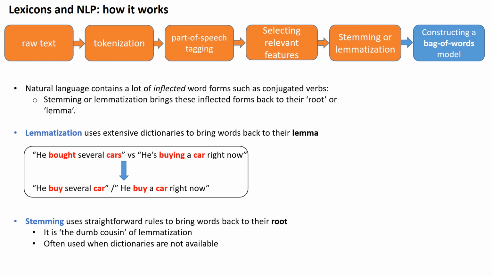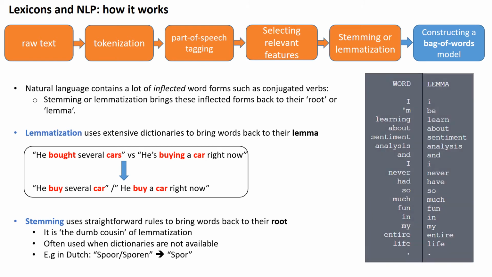But they produce some odd results from time to time, and they're often only used when dictionaries are not available in a particular software package. For example, in Dutch, we still have to do some stemming in some software packages. But you could create some odd results. For example, the words spoor and the plural form sporen can be stemmed to spor, which is kind of strange.